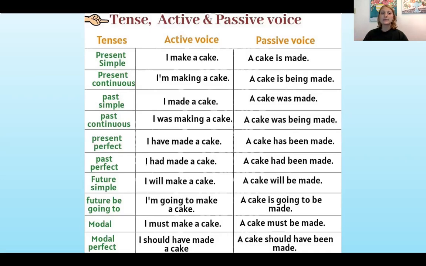Then let's look at the past simple. I made a cake. Keeping in mind it's now past, so make becomes made. And then we have the I, we have the verb, we have the object cake. Then let's look at the passive voice. We have: a cake was made. All right, so a cake, which is our object turned subject, then we have was made, which is the helping verb and past participle of make, creating the past simple.